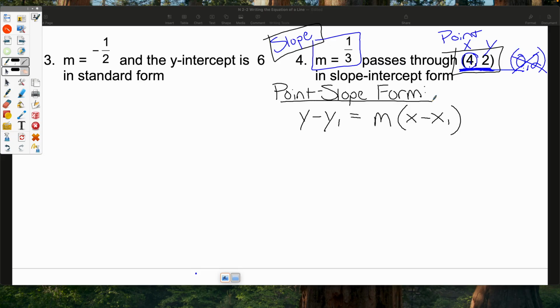That is called point slope form. When do I use point slope form? When you have a random point. A point and a what? A slope. A point and a slope.